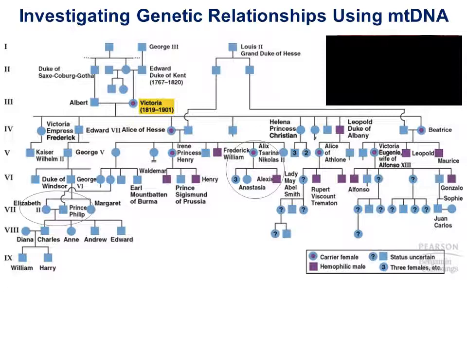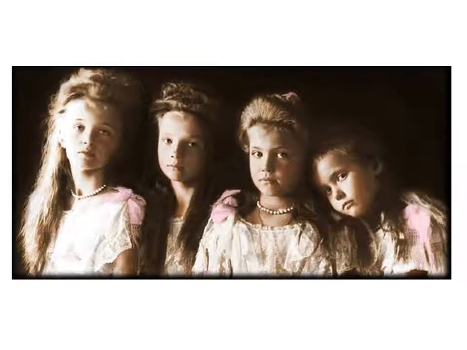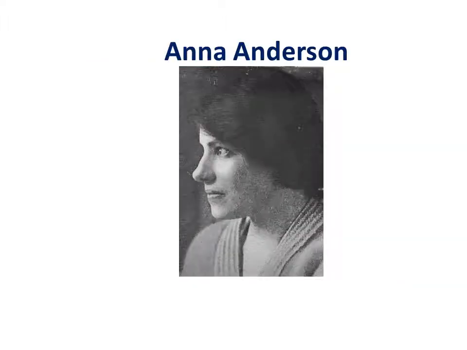Once the mitochondrial DNA was analyzed, it was proven after her death that indeed Anna Anderson was not Anastasia. Anastasia, in fact, had been killed along with her family during the Bolshevik Revolution. So here's a picture of the 4 sisters. Anastasia is the one on the far right. And here's the woman, Anna Anderson, who claimed for her entire life that she was of the Russian royal descent.